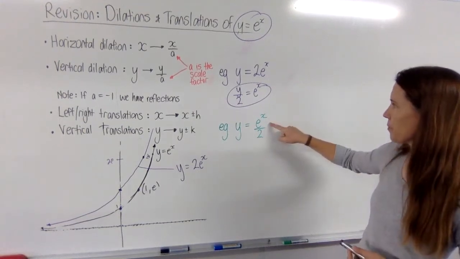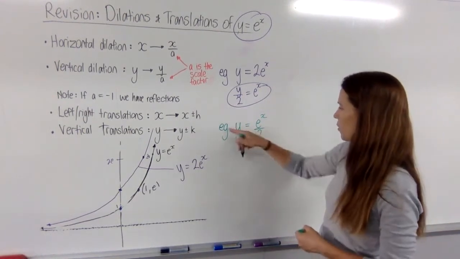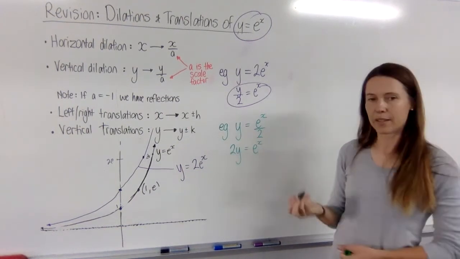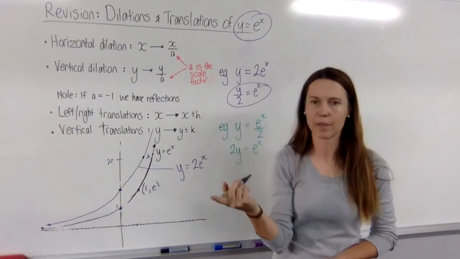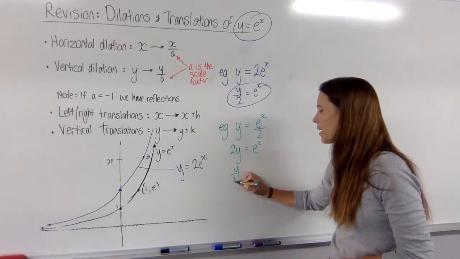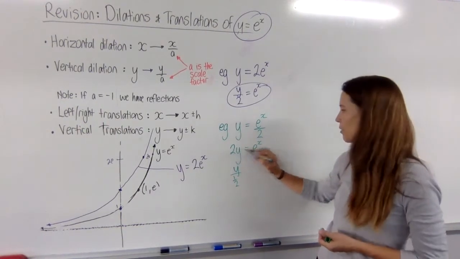For the green one, it's written this way, but if I rearrange it, I could multiply both sides by 2 and see that what I've actually got is this. Now, does this help me? Does it give me y divided by something? Well, no, we've just seen that this is the same as y divided by a half, because dividing by half is the same as multiplying by 2. So this is a bit of a trick one.